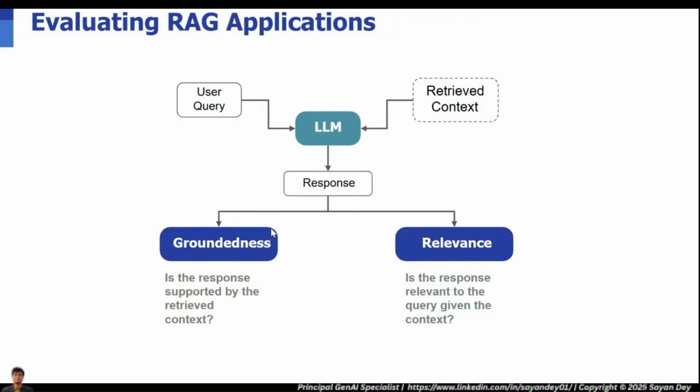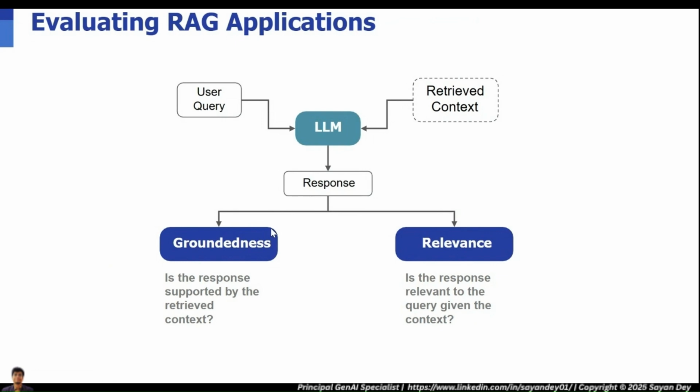So what is groundedness? Groundedness means, is the response supported by the retrieved context? Whatever you're responding, is that supported by the context that is retrieved? The response should not be something random. Whatever answer you are giving, that answer should be based on the context that is retrieved. Very important. Whatever answer you're giving, the answer should be based on the retrieved context. That is what we refer to as groundedness.